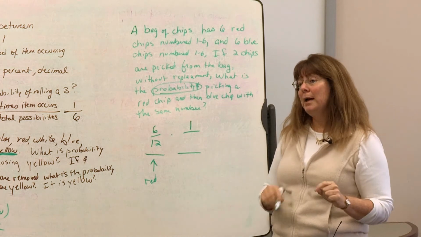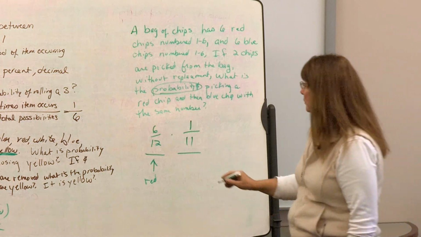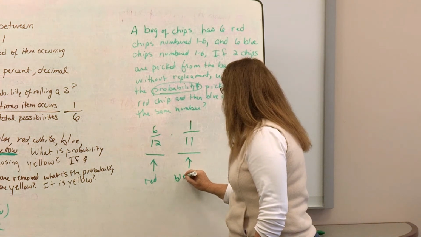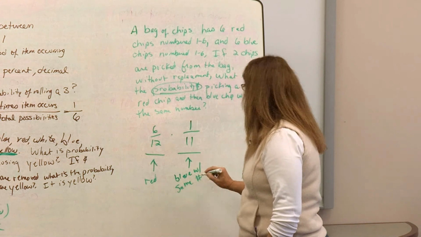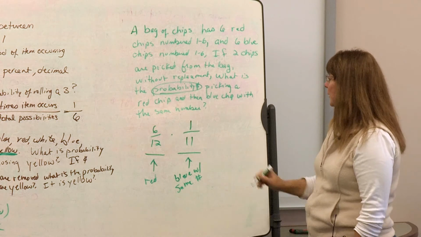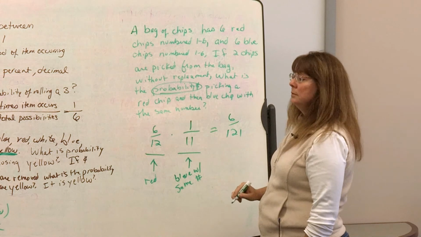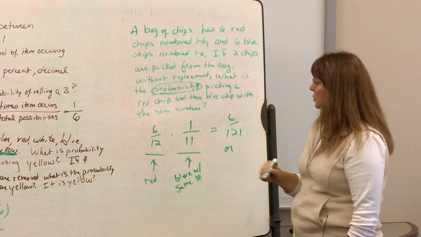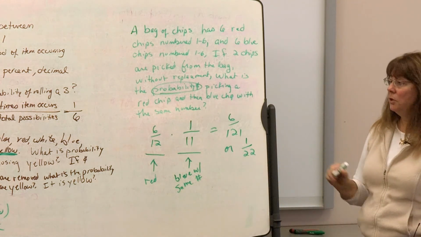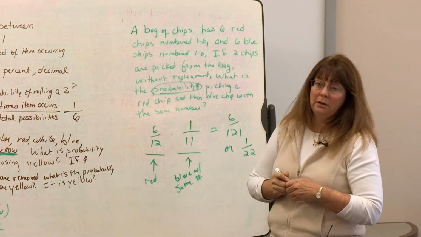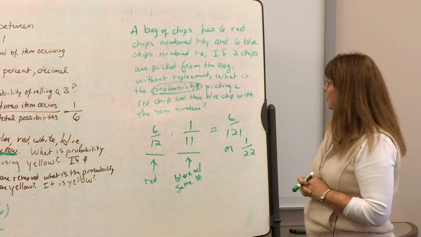How many chips are still in the bag? So here's where I'm picking a blue chip with the same number. And I can multiply these. Again, you don't have to reduce it, or you can. 6 will go into 12 and you'll have 1/2. So you could reduce it. But those are the answers that you're going to be looking for, depending on whether they've reduced them or not on the answer choices that you have, unless it's a fill in the blank.